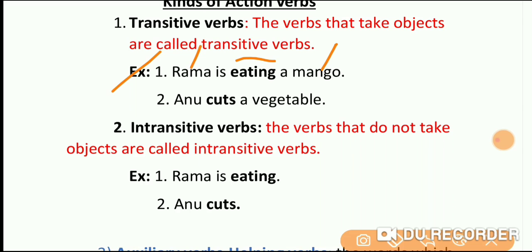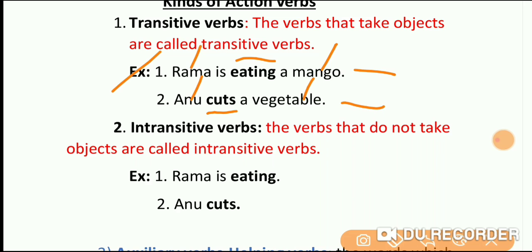Then see the second example. Anu cuts a vegetable. Vegetable is a noun, Anu is a noun, and the verb is cuts. So cuts and eating are followed by both subject and object. Eating continued its journey to the object. Cutting continued its journey to the vegetable, that is object. This is called transitive verbs. The verb which continues its journey to the object or the verb which takes the object is called transitive verb.